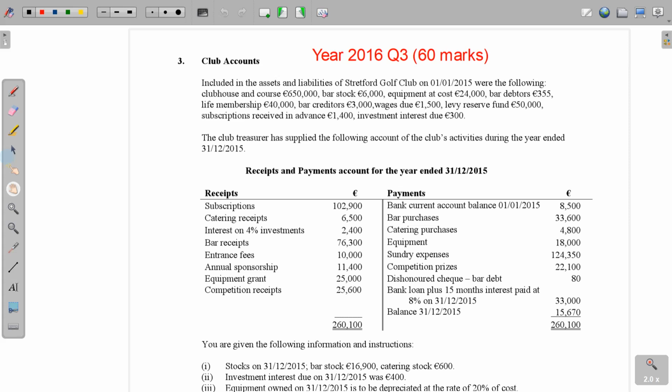Just like a standard club account 60 marker, we are given all the information we need about our assets and our liabilities at the start of the year. So we're doing it for 2015: clubhouse, bar stock, equipment at cost, bar debtors, life membership is standard. Then we have these wages due, levy reserve fund, subscriptions received in advance, investment interest due.